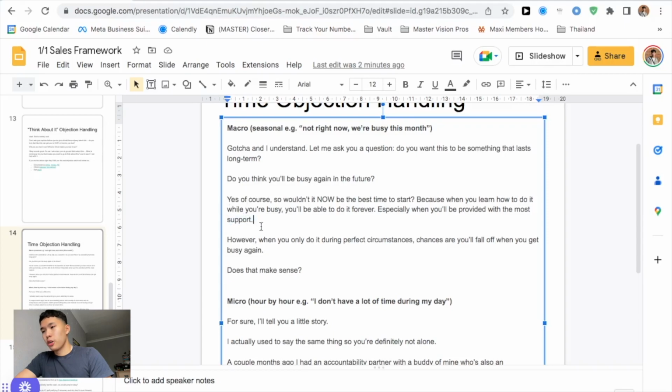Another perspective on this is, you say, "Yeah, however, when you only do it during perfect circumstances, chances are you're going to fall off when you're busy again, because you're not used to doing it while you're busy. Does that make sense?" You're checking in with them, making sure they get it as well, and then they'll say, "Yeah, when you put it like that, that does make sense. If I know how to lose the weight even when I'm studying for finals next week, then when it's summer break and I have way more time, I'll have way more results." Those are the type of conclusions you want them to be coming to.